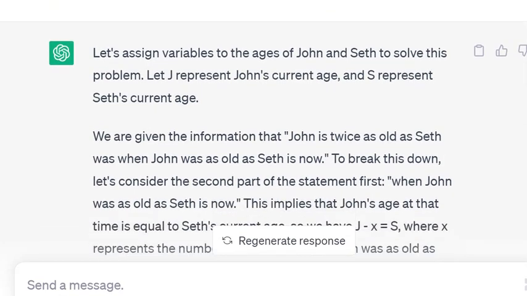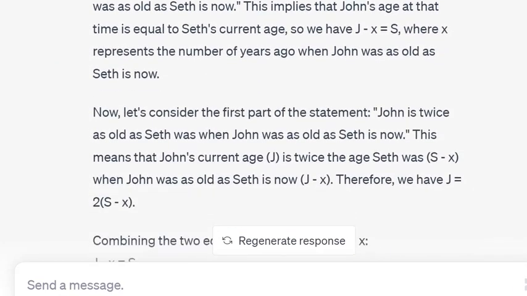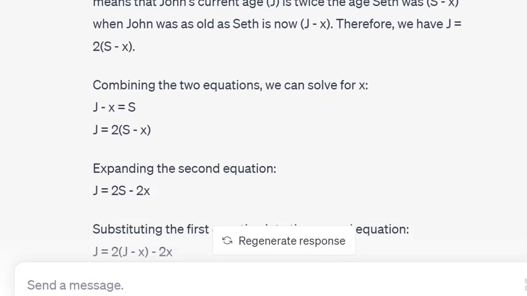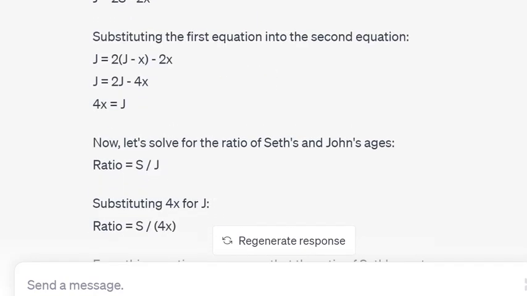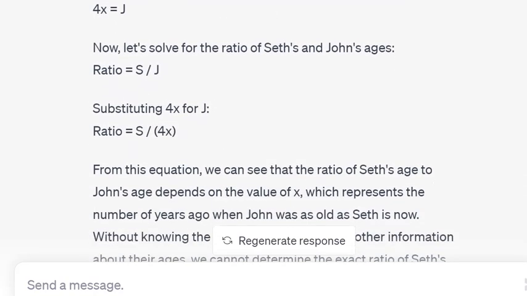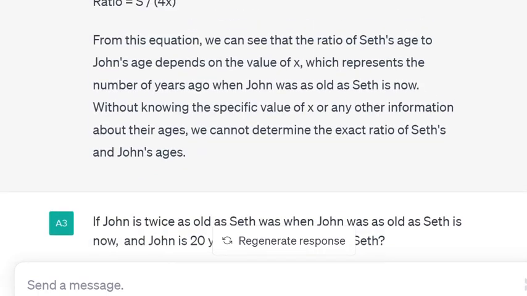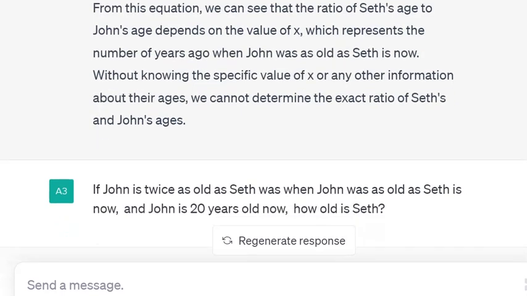But ChatGPT broke it down and actually came up with some algebraic equations. And it seemed to be doing really well with it. I didn't go into these equations in depth. But at the end of the day, it said it cannot determine the exact ratio of Seth and John's ages, which of course is incorrect. I'll give you the answer. If John was, let's say, 4 years old, Seth would be 3. So the ratio is 4 to 3. If John was 20, Seth would be 15.